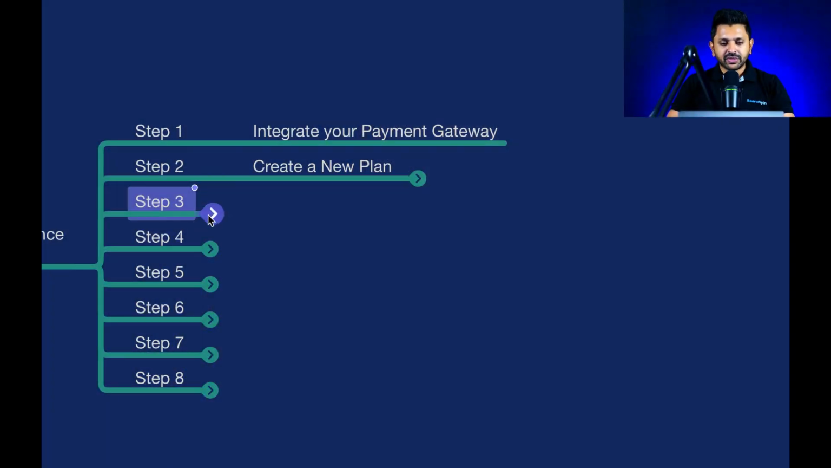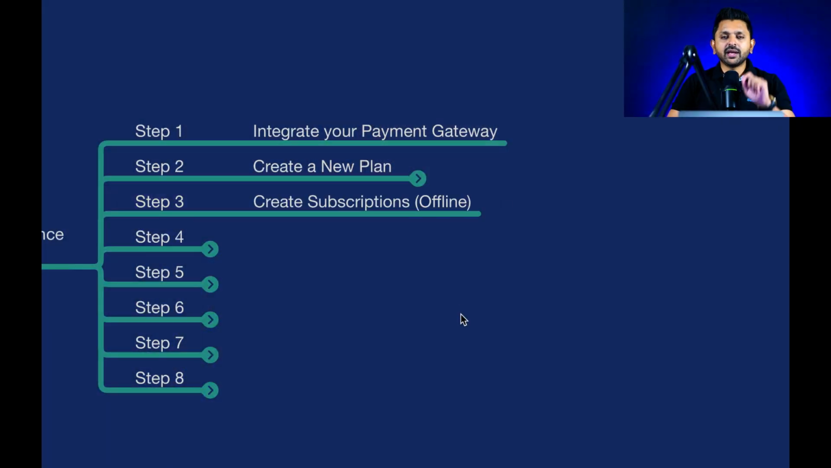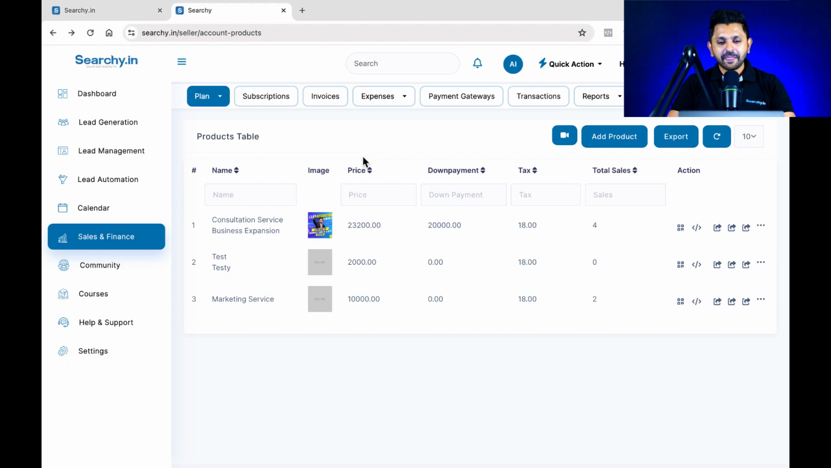So without taking further time, let's go into understanding the next step that we're going to be learning here. Step number 3 is about creating a subscription for offline payments. Suppose somebody paid you 1 lakh rupees to your account right now, and this is going to be a yearly payment. How can you create this scenario when the money comes to your bank account? Because the system does not know it. So for that also, Searchy has it covered. Let's get in and create that.